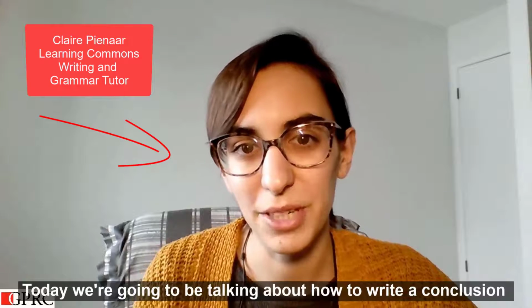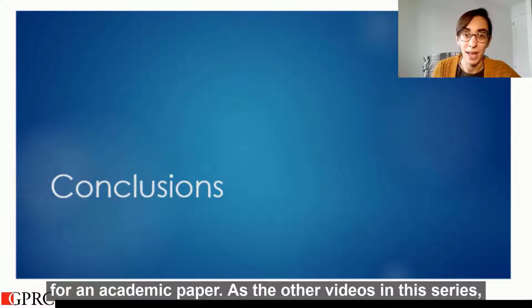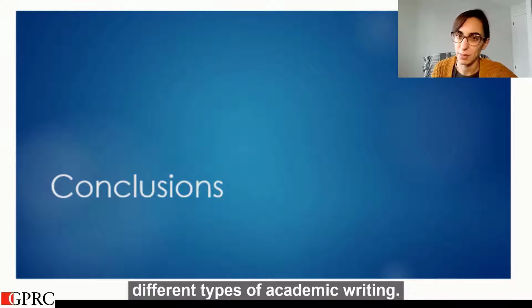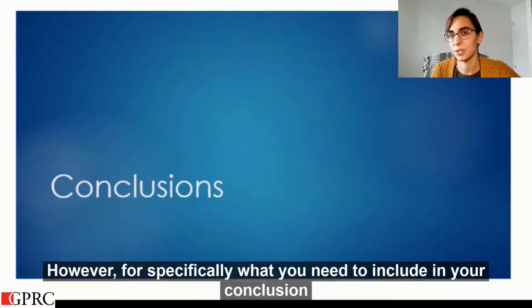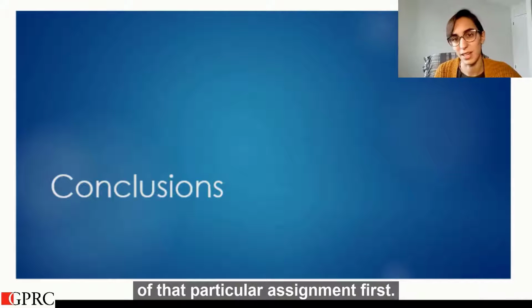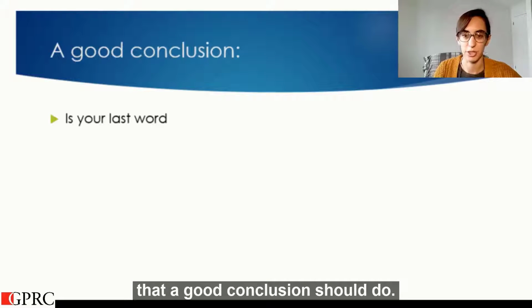Hi there! Today we're going to be talking about how to write a conclusion for an academic paper. As with the other videos in this series, this is designed to be a general overview that can be applied to different types of academic writing. However, for specifically what you need to include in your conclusion for a given assignment, always consult the guidelines of that particular assignment first. So first, let's talk about some of the main things that a good conclusion should do.